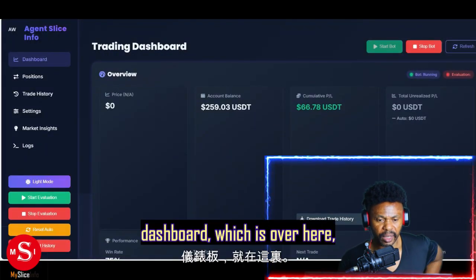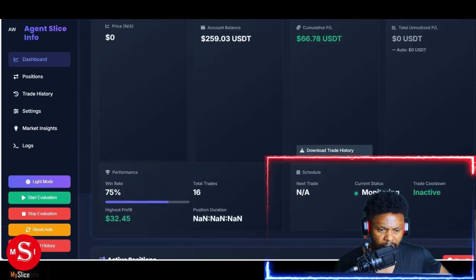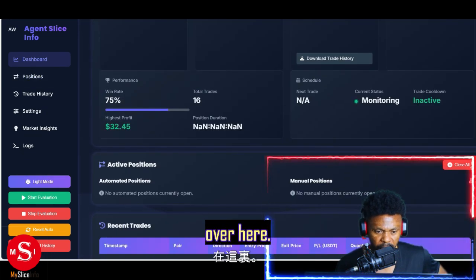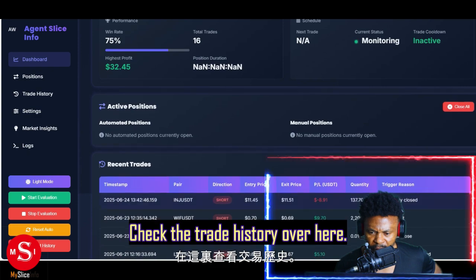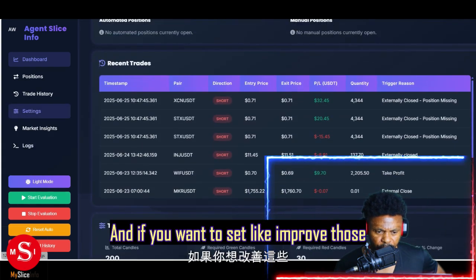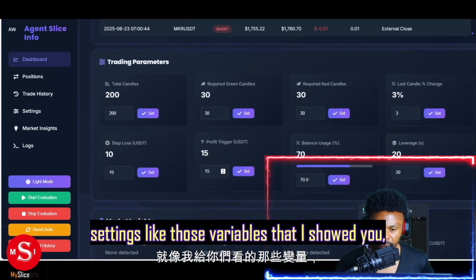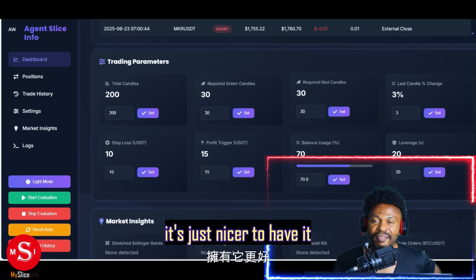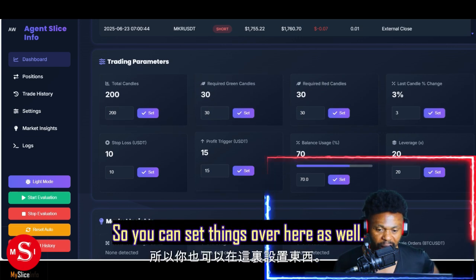And if we look at the dashboard, which is over here, we would see things more clearly. We can see the settings are pretty clear. Positions, if the bot is in position, it would show over here. If we want to check the trade history, over here. And if we want to improve those settings, like those variables that I showed you, we can also do that from the front end. We don't need to have this front end, but it's just nicer and more friendly to have it. So you can set things over here as well.